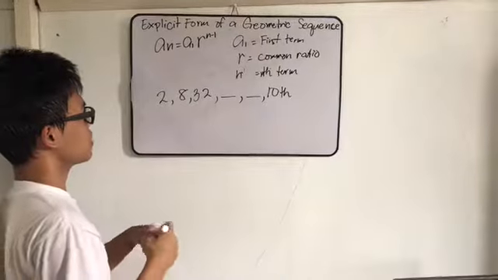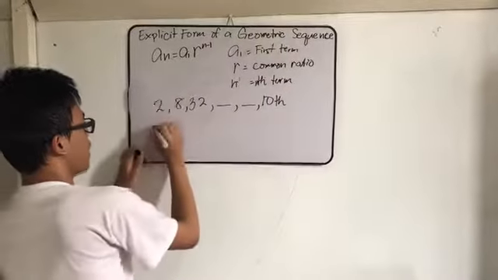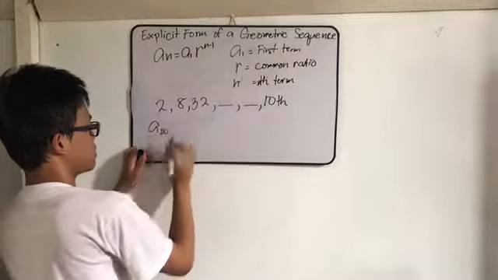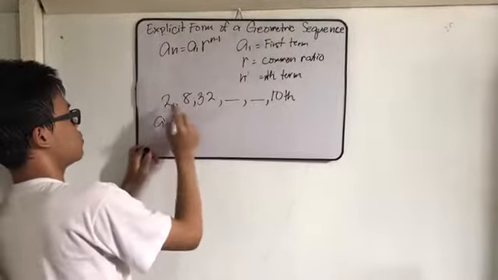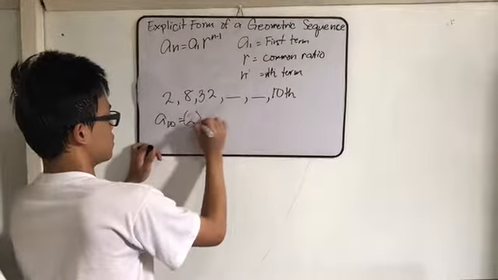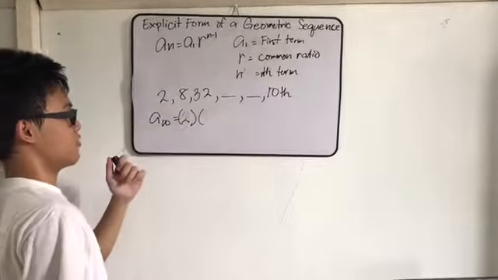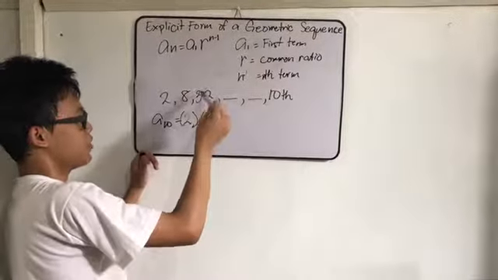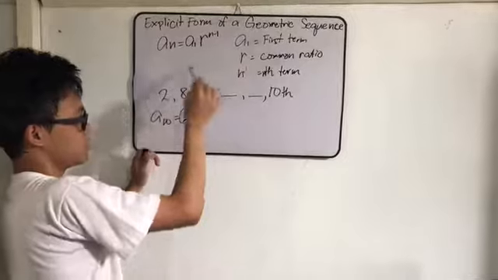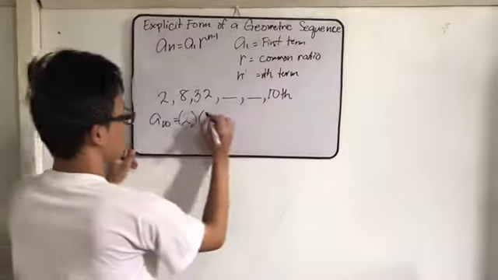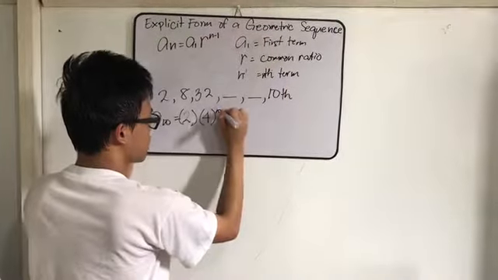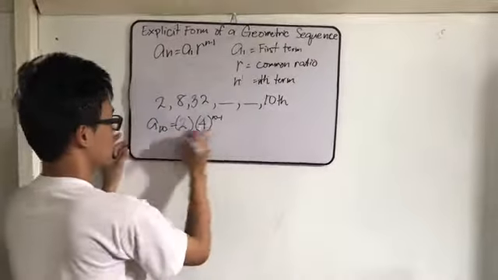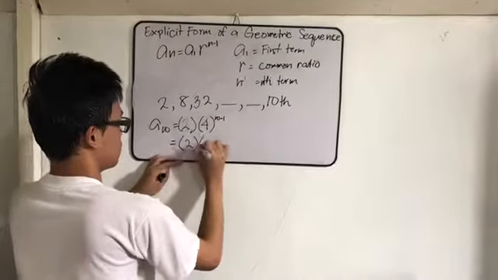So we're going to substitute the values. a_10, because we're finding the 10th term, so n is equal to 10. a_1, meaning the first term, which is 2, and the common ratio is 4. You find the common ratio by dividing the term by its previous term. So it's 4 raised to the 10 minus 1. So this is 4 raised to 9.